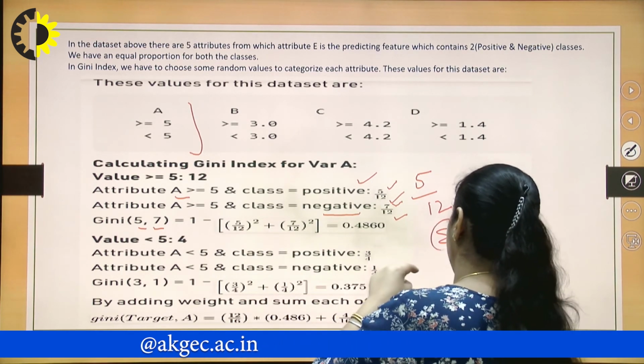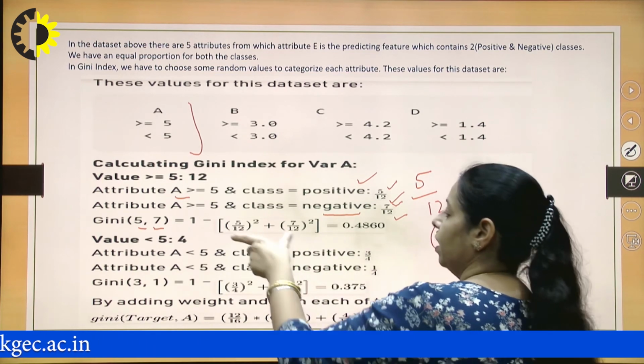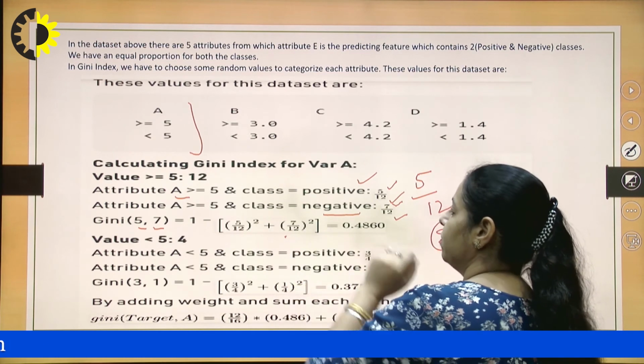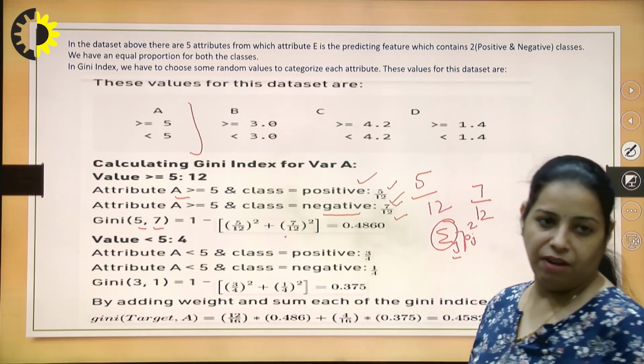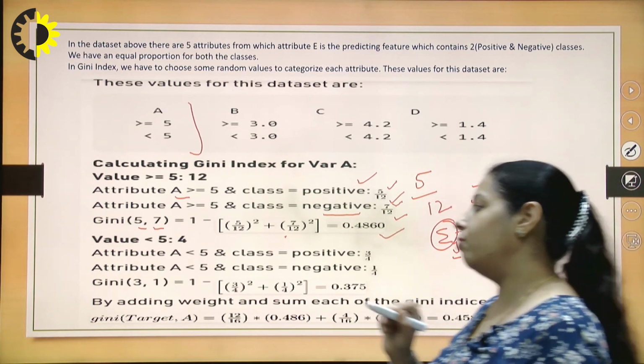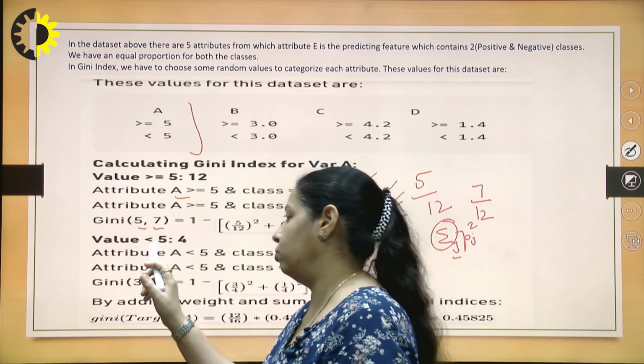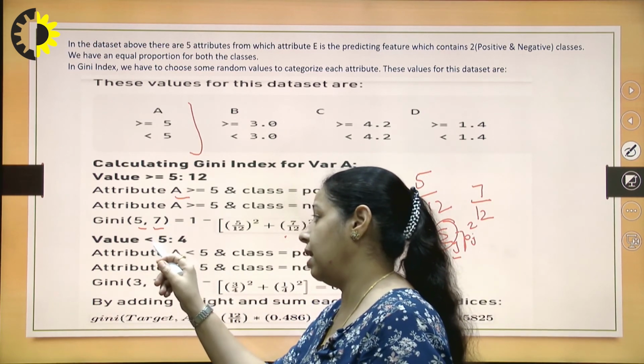That is the summation, and j is the number of values. We have two sets. So 5 by 12 squared plus 7 by 12 squared. We subtract it from 1. We get the value as 0.4860. Let's move to another category of class A, that is those values which are less than 5.